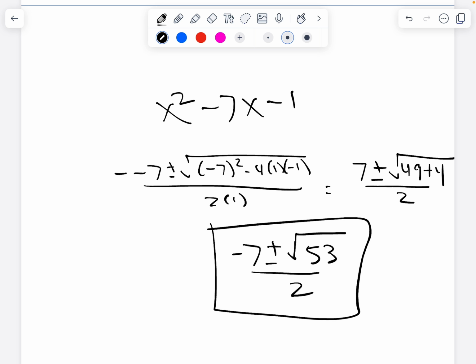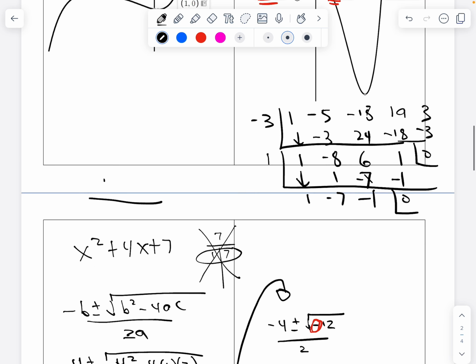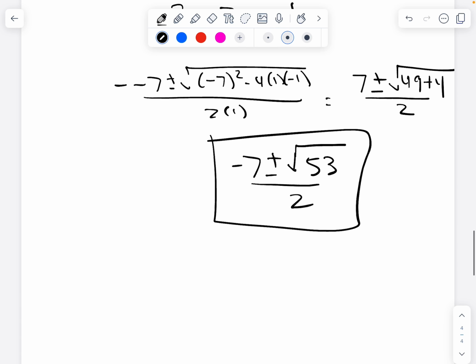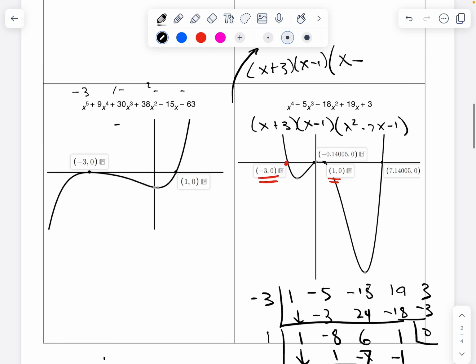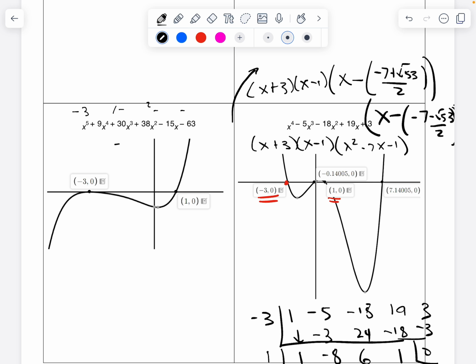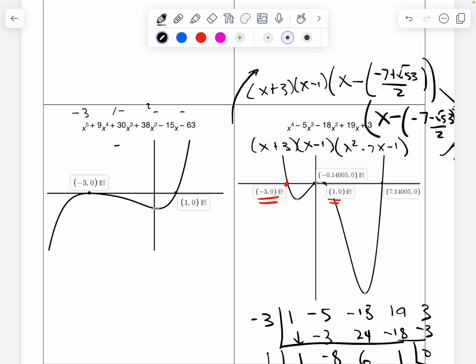Now that tells you how to factor this. So in the factoring, let me just write this up above here. We've got the x plus 3, we've got the x minus 1, but now we're going to write this as x minus, and what was that again? x minus -7 plus the square root of 53 over 2. And then the other factor is x minus -7 minus the square root of 53 over 2. And that is your final factoring.